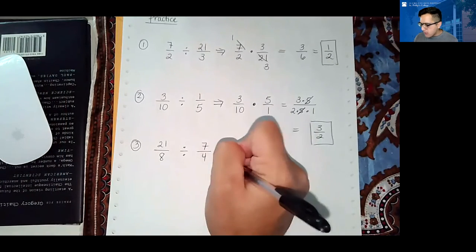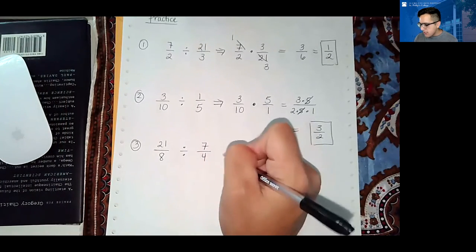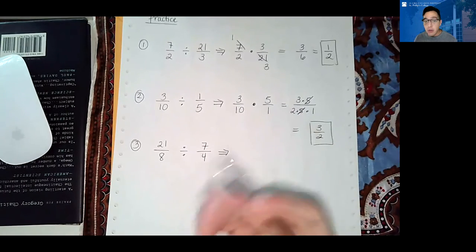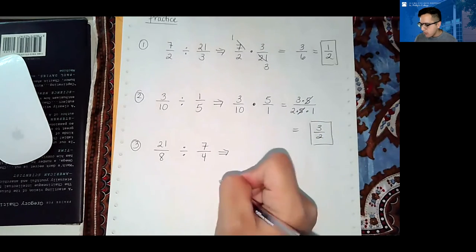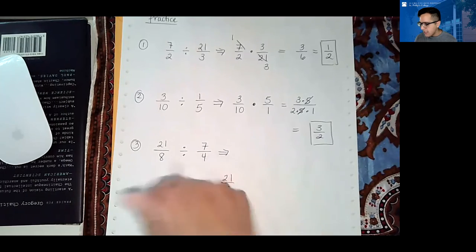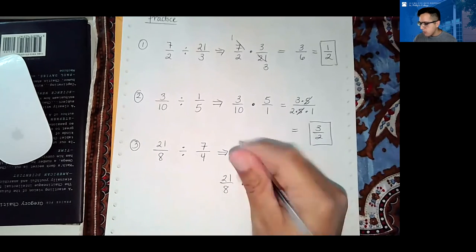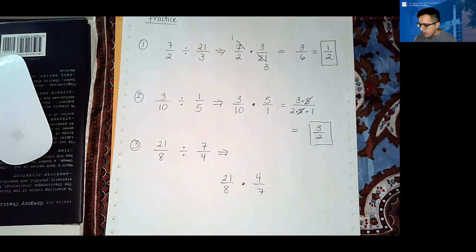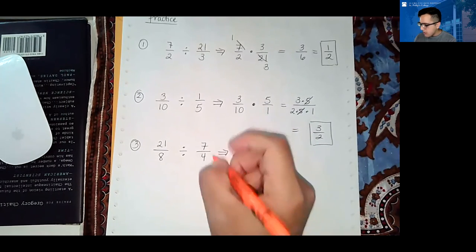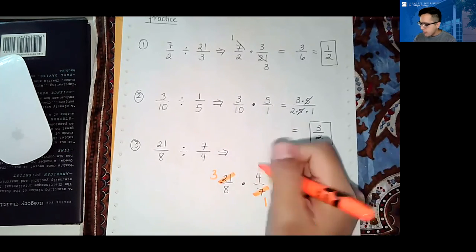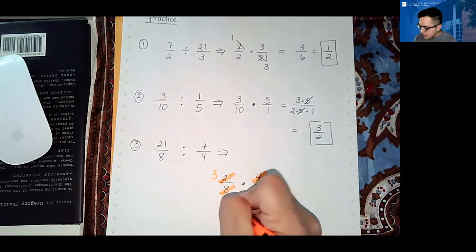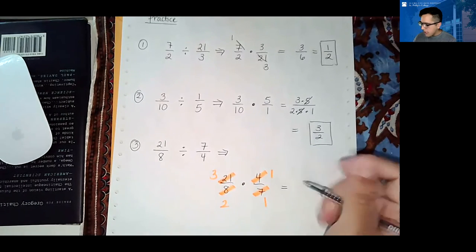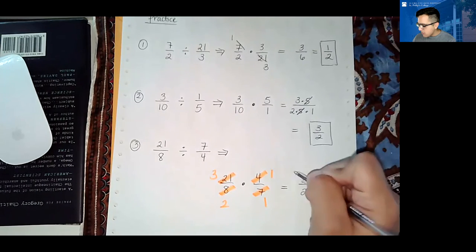And then for the last one, I sort of chose these numbers not at random, right? Because I wanted you guys to get practice simplifying stuff. So I'm going to write this as 21/8. That's going to be the same times, we're going to flip this to 4/7. And in my head, I would simplify this and call this 3 and 1, simplify this and call this 2 and 1. And so I should get 3/2 for this one as well.